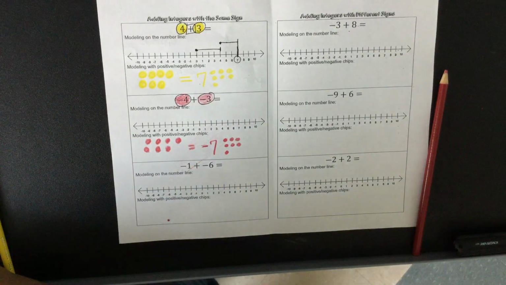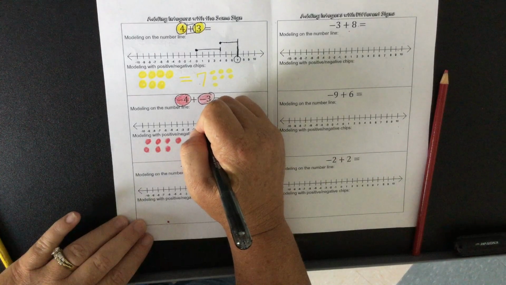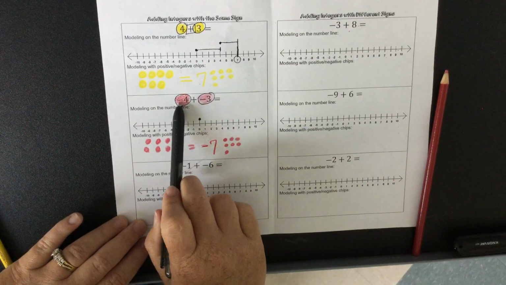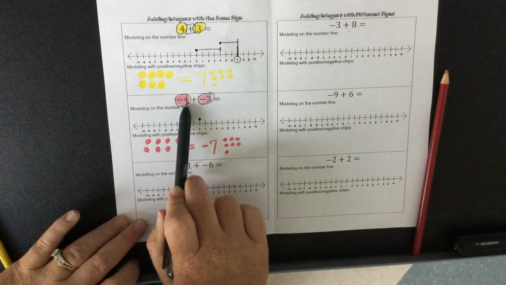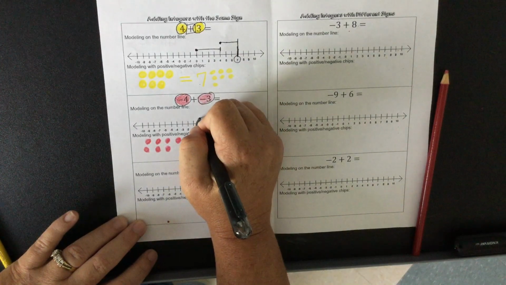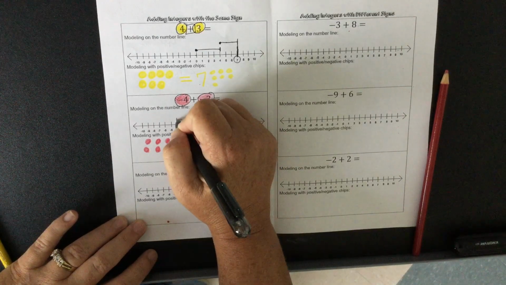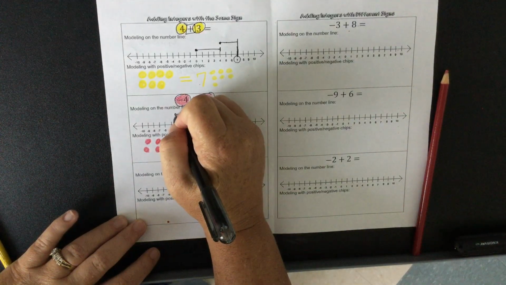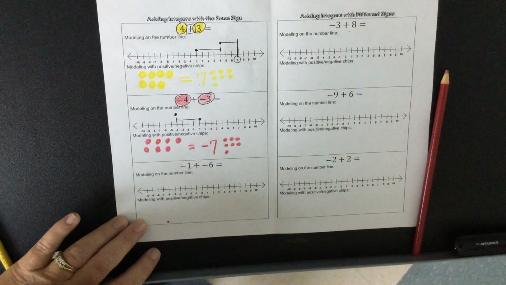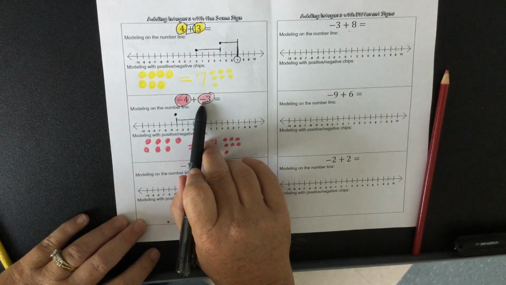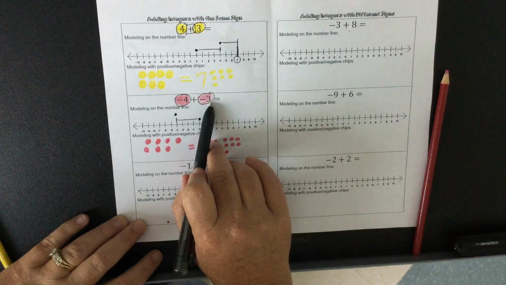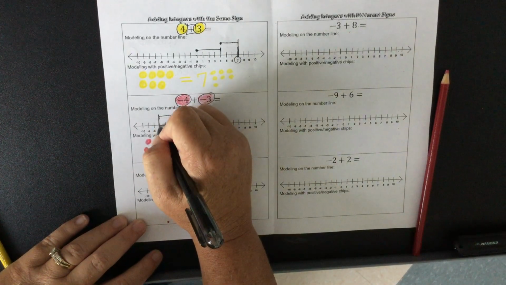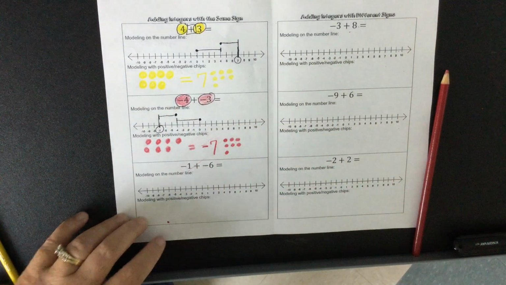Okay, so let's check this out on a number line. I always start at what number? 0. And this time I am going to go left. How many spaces? 4. 1, 2, 3, 4. And I stop. I'm adding to that 3. Which direction? Left. How many spaces? 3. 1, 2, 3. I don't have any more, so I am done. What is my answer? Negative 7.